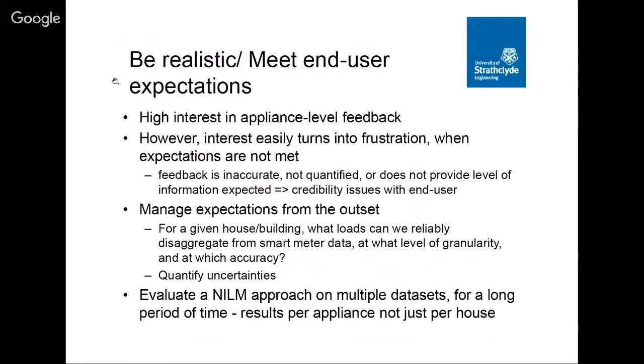And no algorithm is perfect. What kind of situations does the algorithm work well for, and on what kind of appliance? We don't want to just see that it works 90% for that house, but that for that appliance it probably works very well, but for others not so well, and so on. So quantifying these.